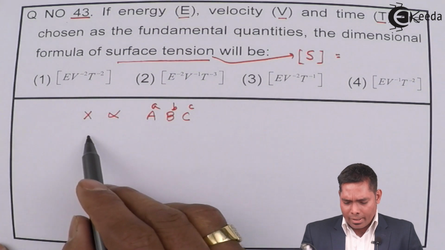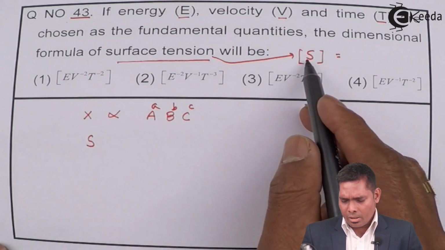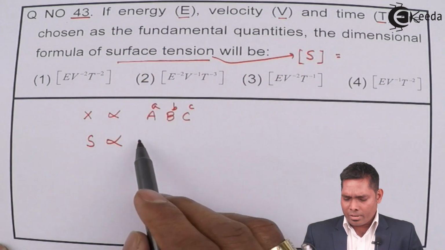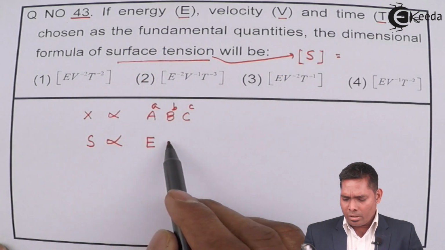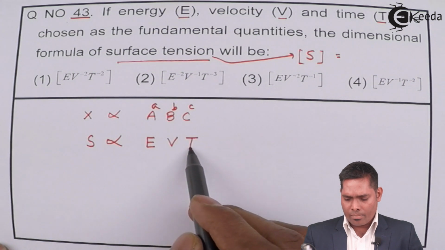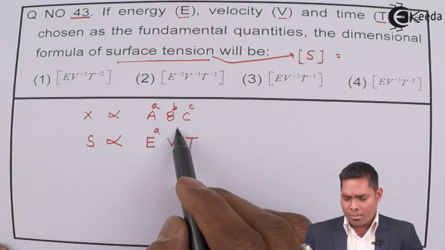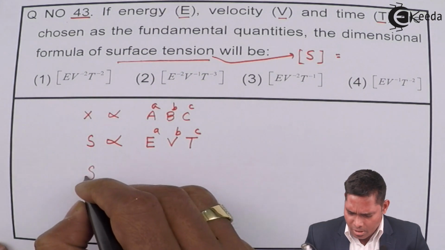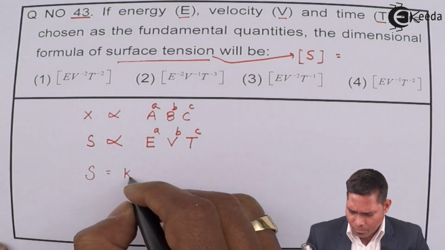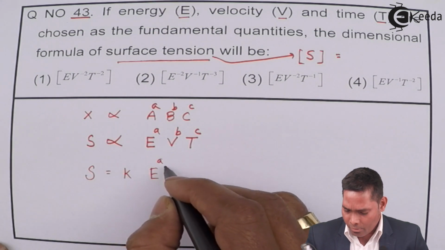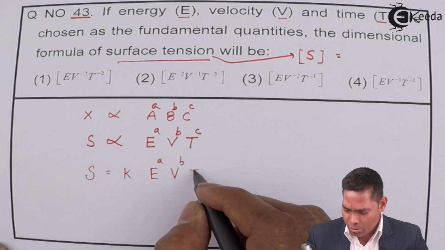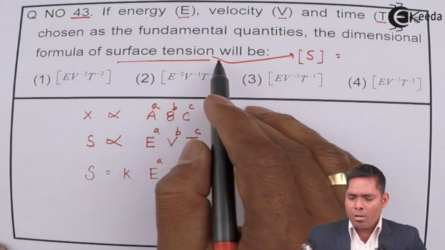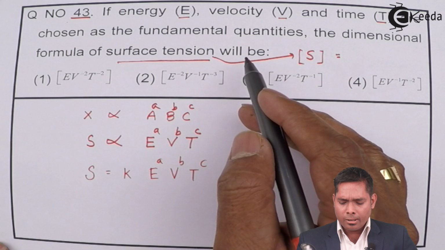So likewise the surface tension S here, suppose that it is proportional to these three factors given: the energy, the velocity and the time, and the powers I'll take as a, b and c. Then this is equal to some constant K, E to the power a, V to the power b and T to the power c. The dimensional formula for surface tension will be how much?